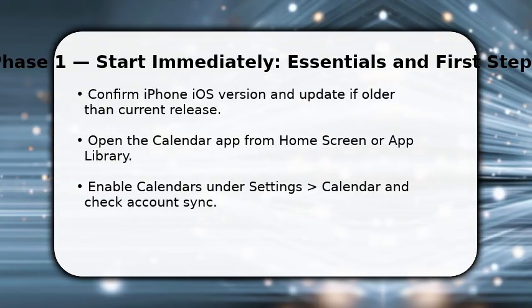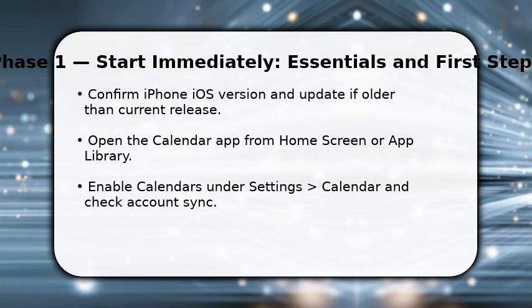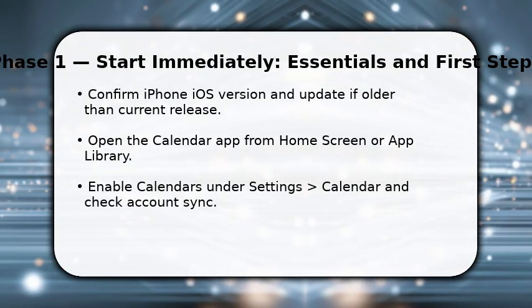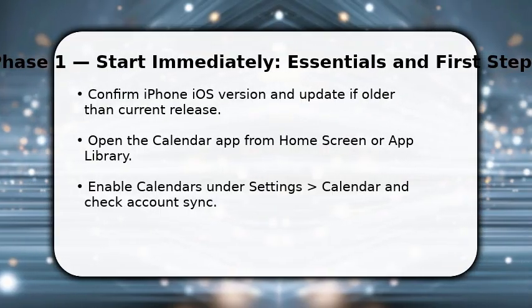Then, tap the Calendars button at the bottom to choose which calendars show. This first selection controls what view options will display, so pick only the calendars you need now.